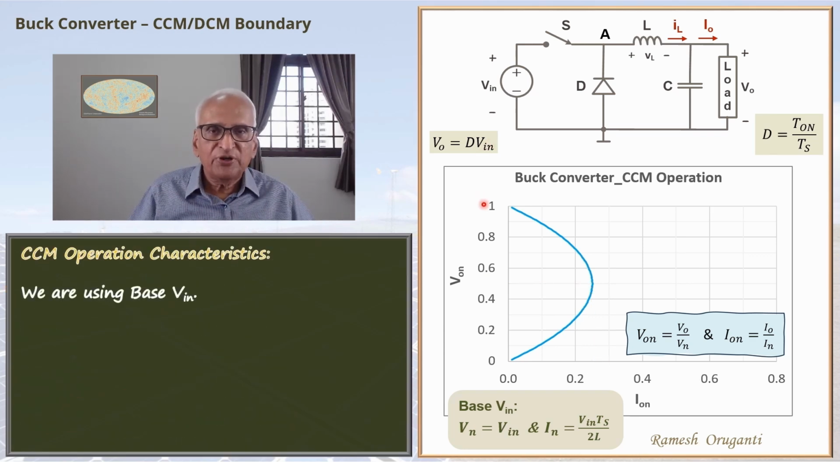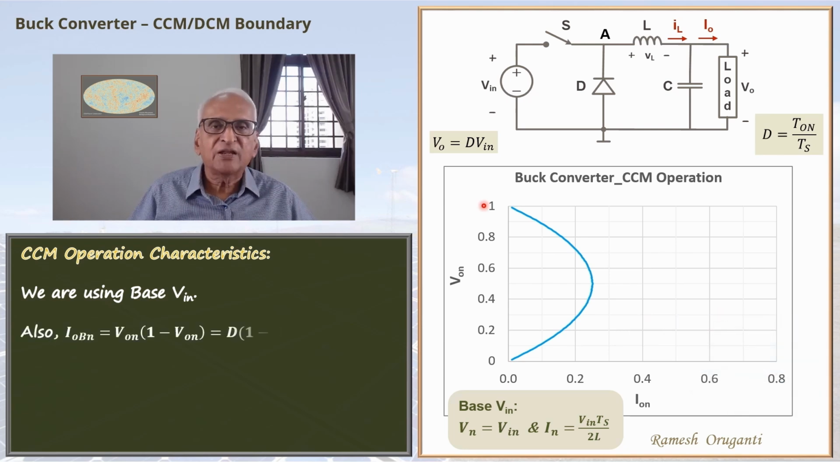So this is the boundary current. In this region, ION is more than the boundary current, so the operation is in CCM. Within this parabolic region, ION is less than IOB, so you are in discontinuous conduction mode. We still haven't studied discontinuous conduction mode, but we know definitely it's not in CCM.